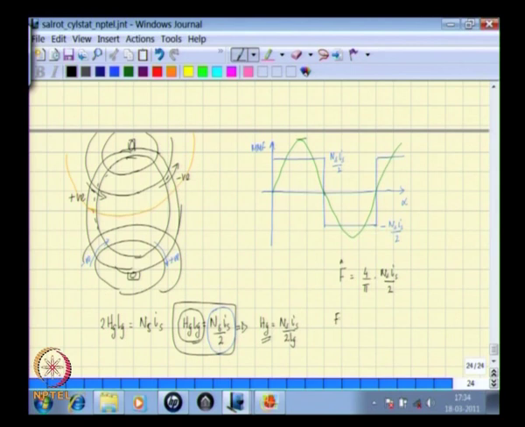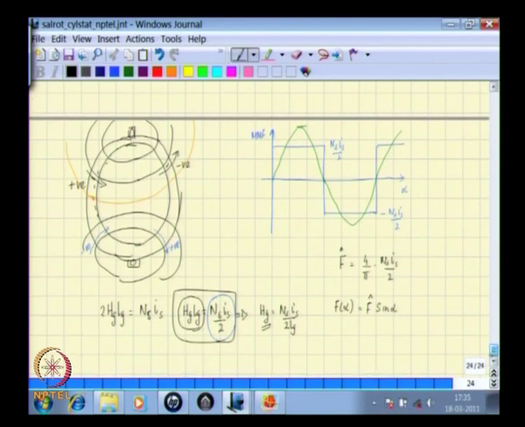And therefore one can find right now the MMF distribution as a function of alpha. That means as you travel around this circumference, what is the expression for the MMF? That is nothing but f hat into sine of alpha. So, that means that at alpha equal to 0, f is 0; as alpha becomes pi by 2 it reaches the maximum value of f hat, and then so on. It is a sinusoidal distribution.